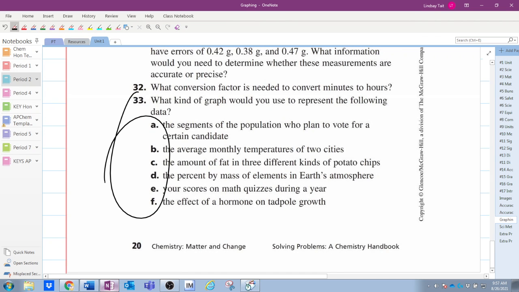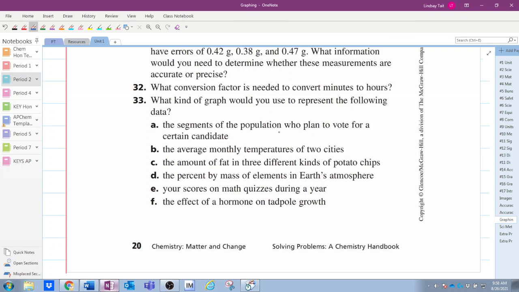So here's where we are. There's our A through F. Okay? So let's start off with letter A. If I need to make a graph and I'm trying to represent the segments of the population who plan to vote for a certain candidate. Segments of the population who plan to vote for a certain candidate. My choices are circle, bar, line.